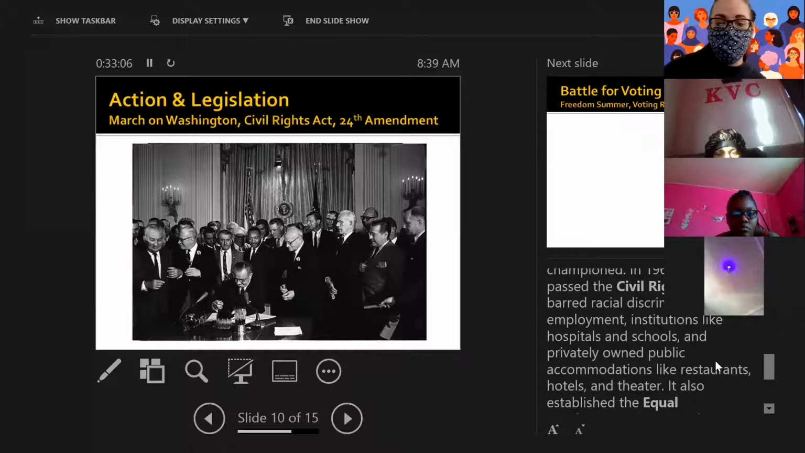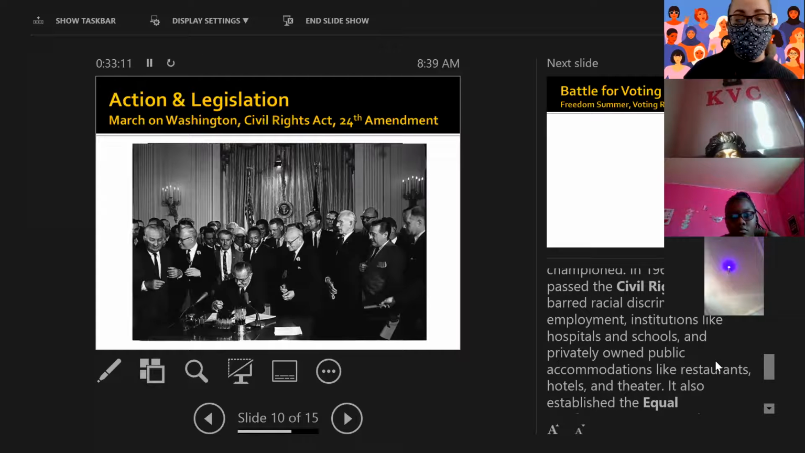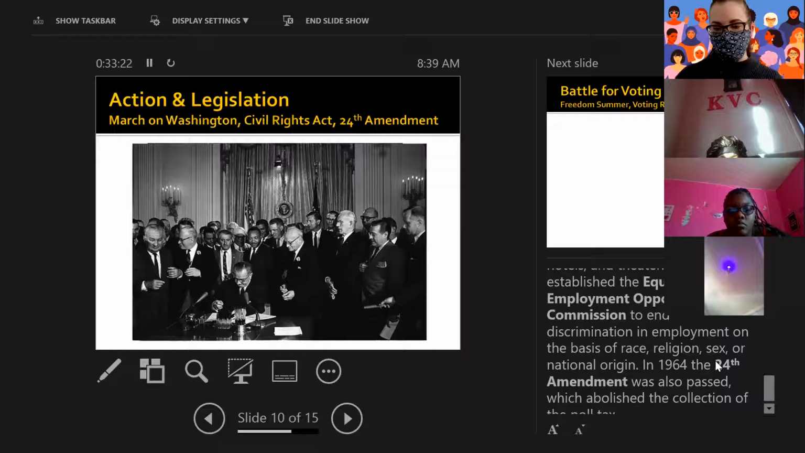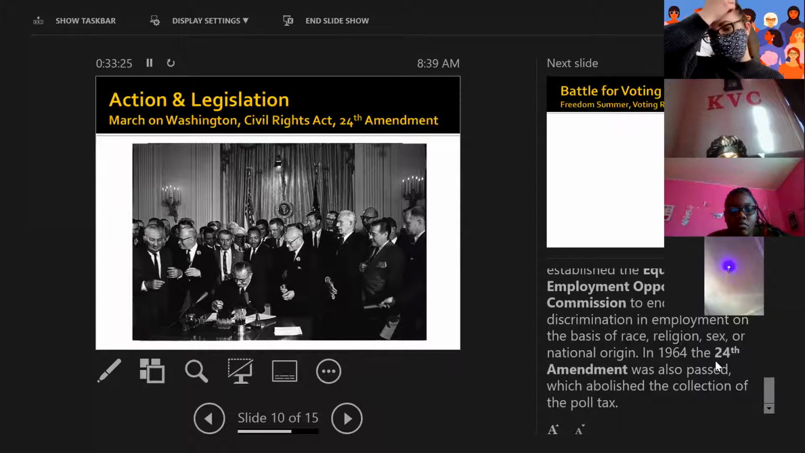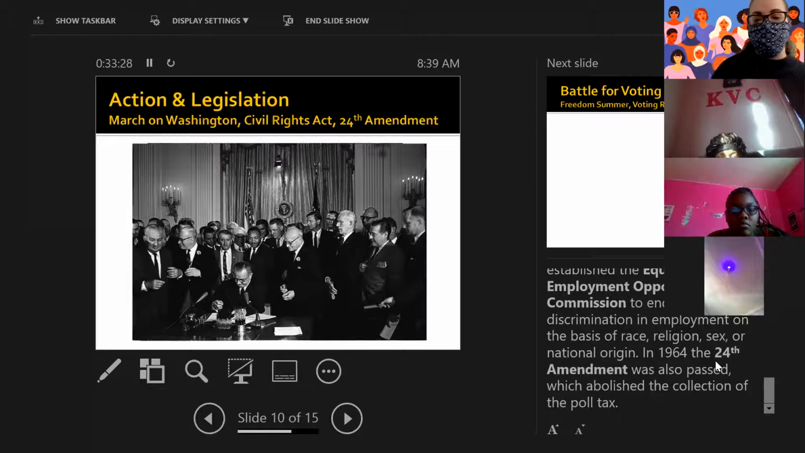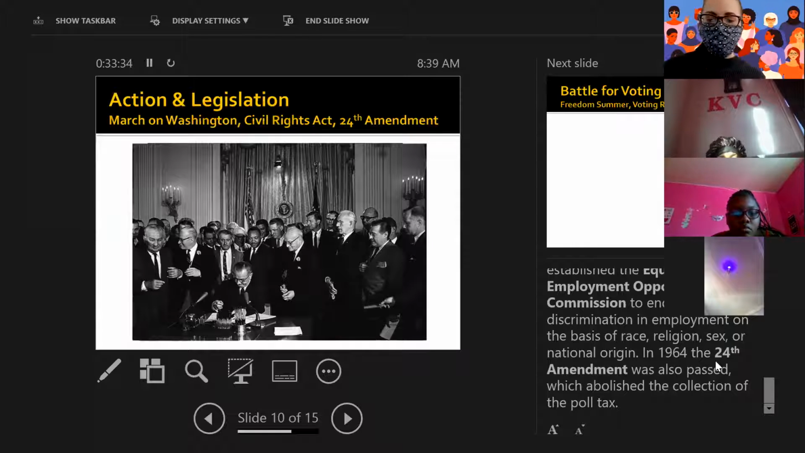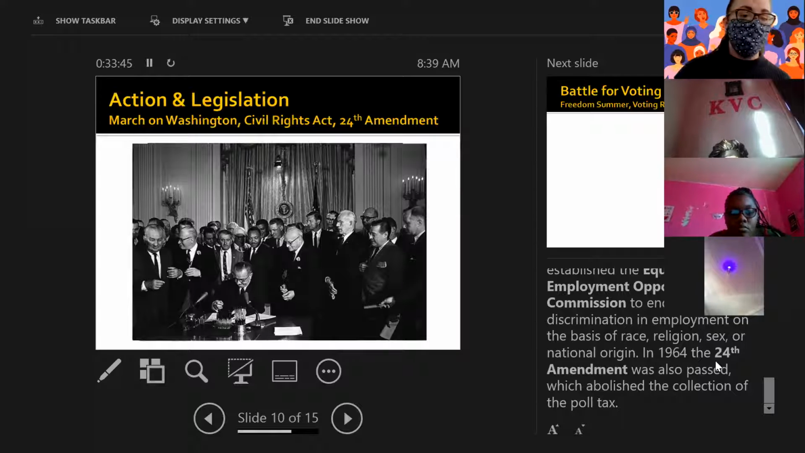which officially ends racial discrimination in employment, hospitals and schools, and all privately owned places like restaurants, hotels, and theaters. It also helped end discrimination in employment. Later that year, Johnson also signs the 24th Amendment, which abolishes the collection of the poll tax.